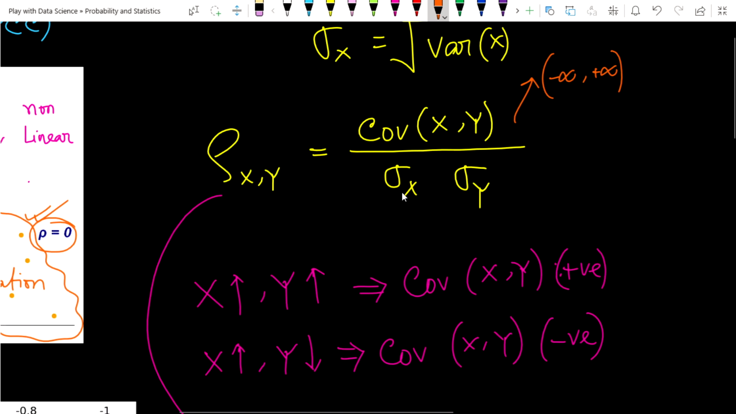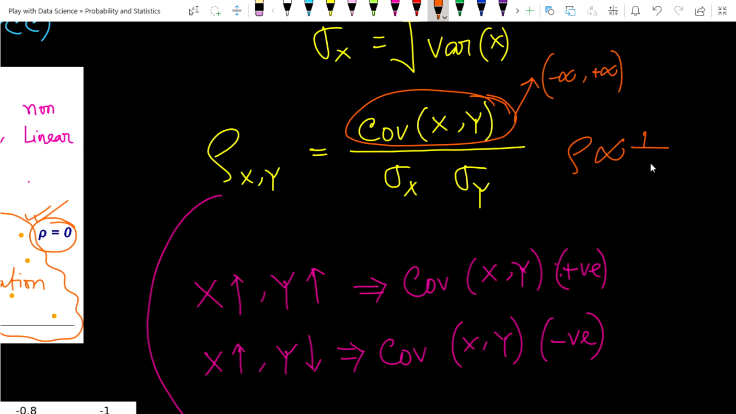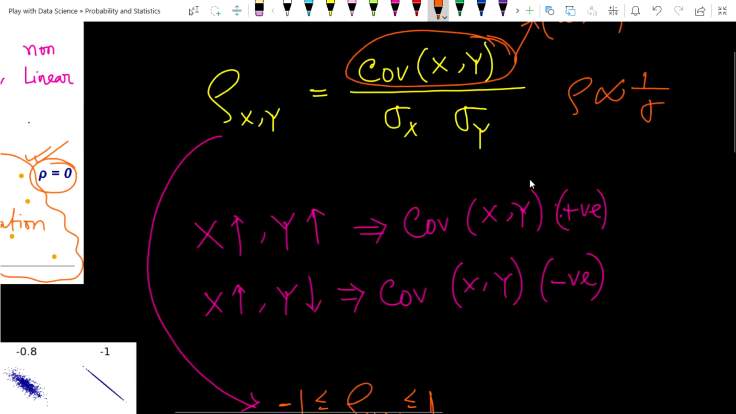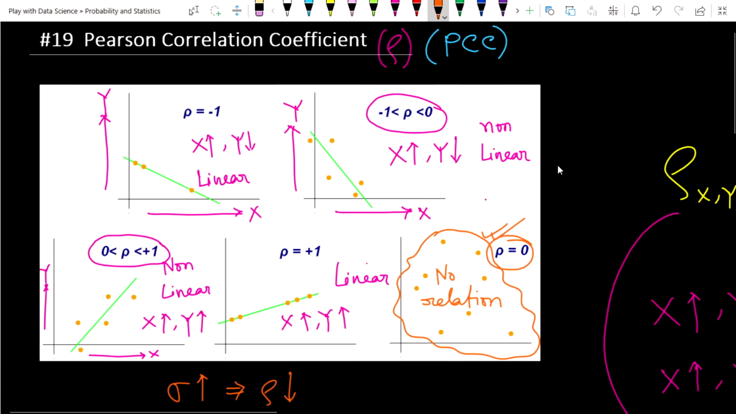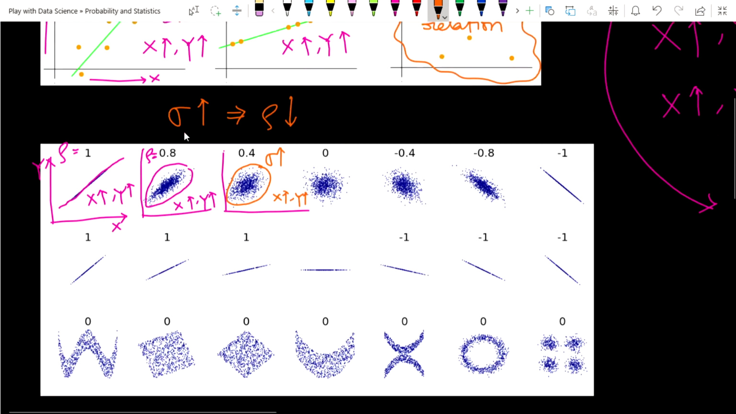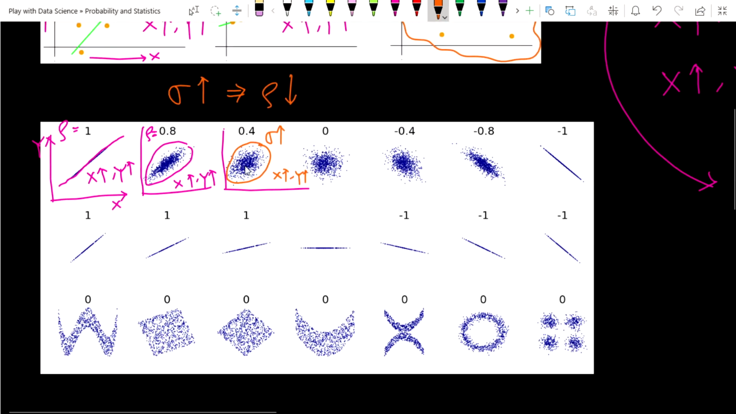Just see these things, rho is approximate. If you take the covariance as constant, then the relation is 1 by sigma. If our standard deviation is increased, then rho will be decreased. That's because of that things happening actually.